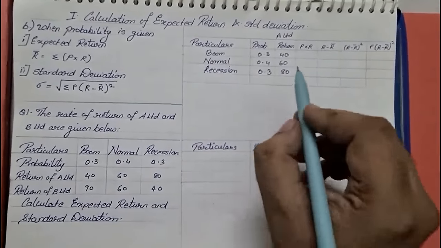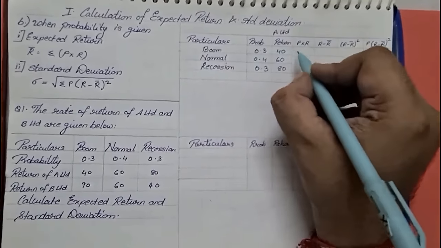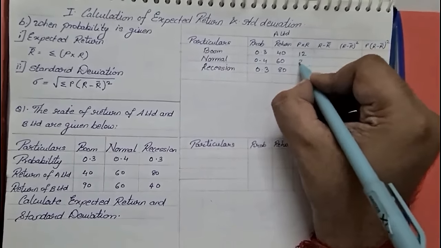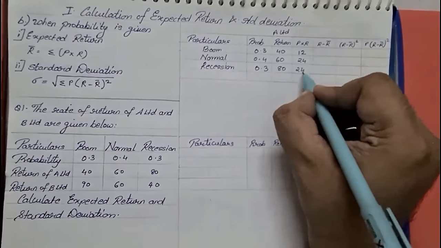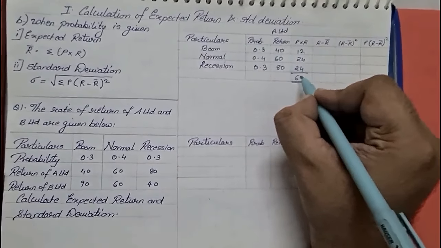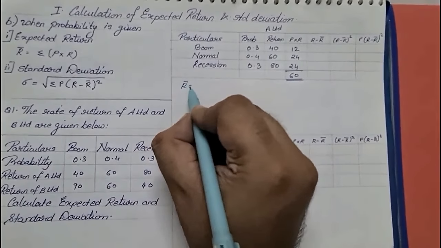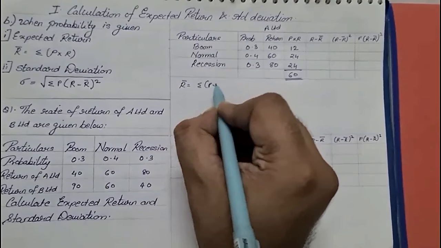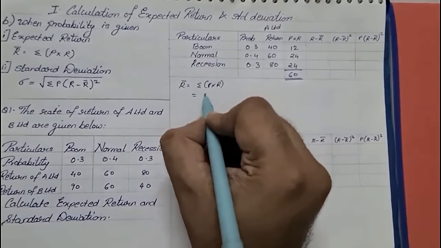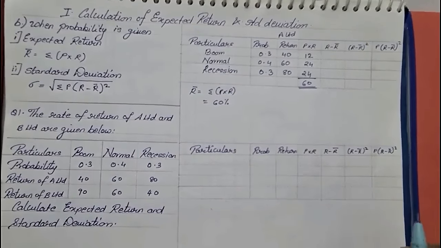Now we need to find P into R. So we'll multiply probability into return and we get the values as 12, 24 and 24, and we need to get the total of P into R, which comes to 60. So here our first formula, that is expected return R bar is equal to summation of P into R, which comes to 60%. So that's our first answer.